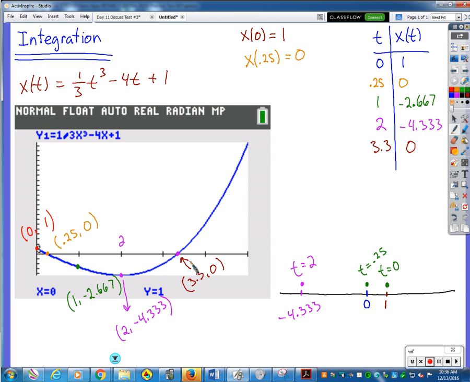Who has my calculator? I do. Who else has a calculator?